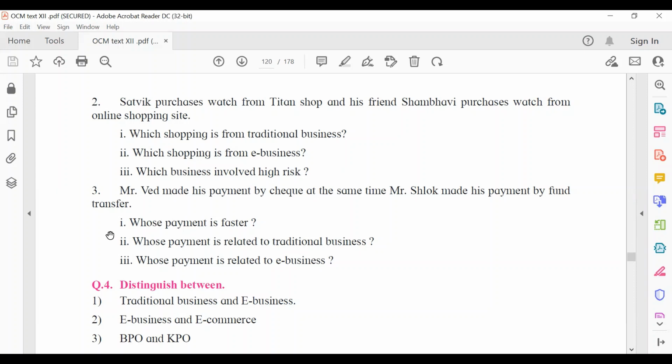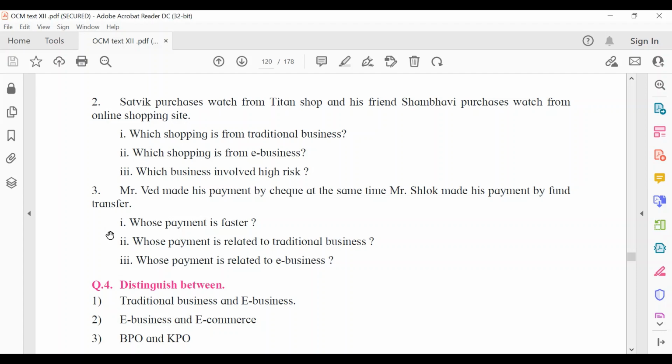Whose payment is faster? Your answer will be a complete sentence. Mr. Shlok's payment made by fund transfer is instant, and so it is much faster than the traditional method of payment by check of Mr. Ved. Then you have to put Mr. Shlok in a box. Your one word answer for this is Mr. Shlok, but you have to write a full sentence.